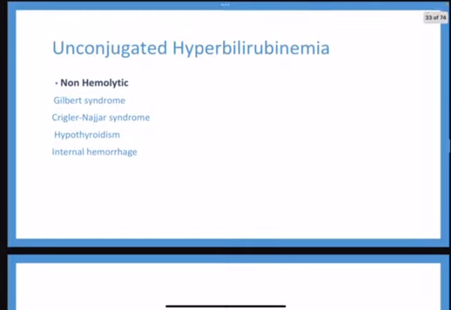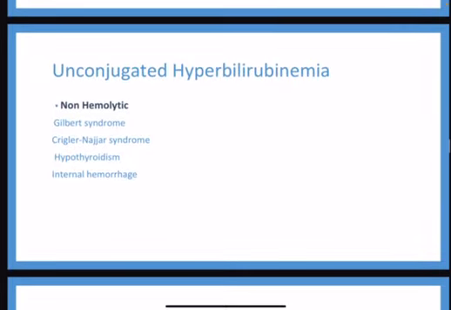Unconjugated bilirubin or indirect bilirubin, so non-hemolytic causes like Gilbert syndrome, Crigler-Najjar, and hypothyroidism. As I said, hypothyroidism, you will read the cause in both direct or indirect. Okay. Or if there's internal hemorrhage, as we said, cephalohematoma or other sources of hemorrhage or blood collection.